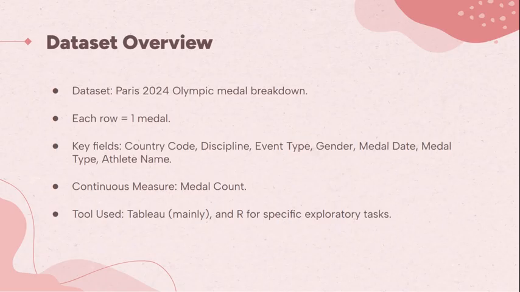I used a dataset that contains a detailed breakdown of all medals awarded at the 2024 Paris Olympics. Each row represents one medal, and the dataset includes the athlete's name, country, sport, event, gender, medal type, and date. This stood out to me because it lets us look at performance from multiple angles, by country, sport, gender, and even over time. Most of the analysis was done using Tableau, while I used RStudio to answer some specific questions that required more flexibility.